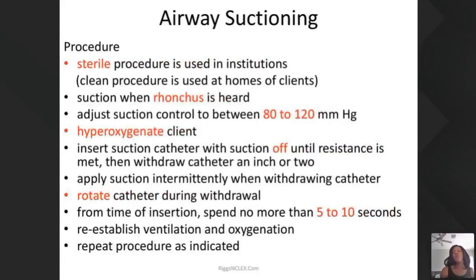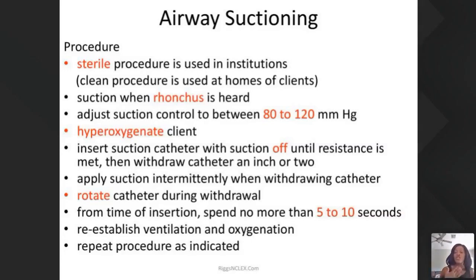Number one, when you're suctioning the airway, that's always a sterile procedure. Imagine you're going into the lungs, right? It is always a sterile procedure, especially in the hospital setting. The suction control that you're using to suction the airway, the maximum you ever want it to be is 120. 80 to 120 is your range. If you use more than 120, you're going to cause tissue damage.